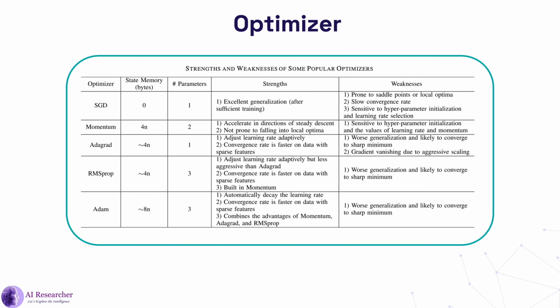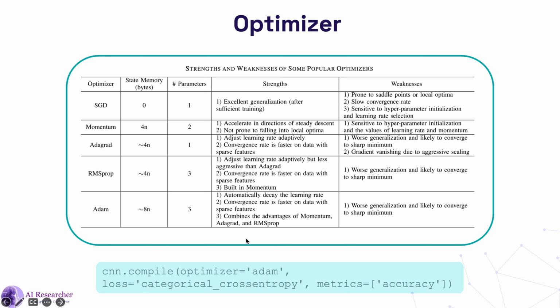The next is optimizer. We can see the different types of optimizers. I already mentioned SGD, momentum, ADAGRAD, then RMSprop, then ADAM, and these are the state of memory, parameters, and strengths and weaknesses. This table I have taken from a research paper. But the point here is that we have to pass the optimizer, and here we are passing ADAM, but you can pass other available optimizers as well according to your case study.